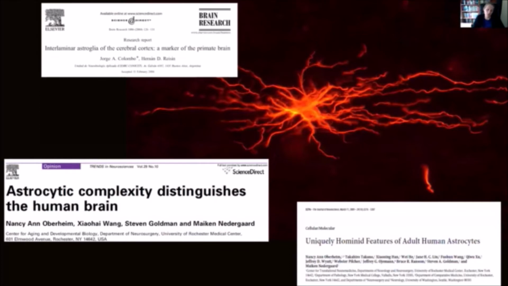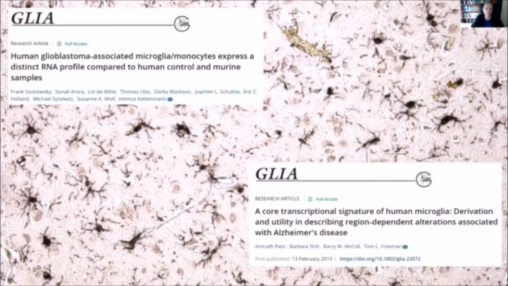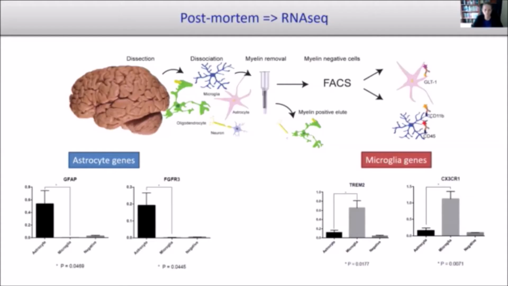On the other hand, there are also many indications now that, for instance, the glial cells in mouse and human are different, that the human astrocytes are much more complex, that they have very unique human features, and the same also goes for the microglia. So if you isolate microglia, or if you study microglia and you look at them with molecular biology, you can find core transcriptional signatures of human microglia. So it would really be nice to have this human system to work on.